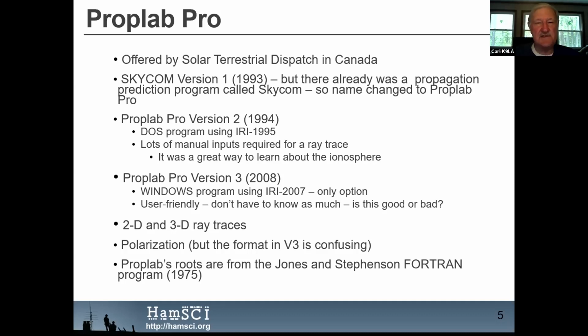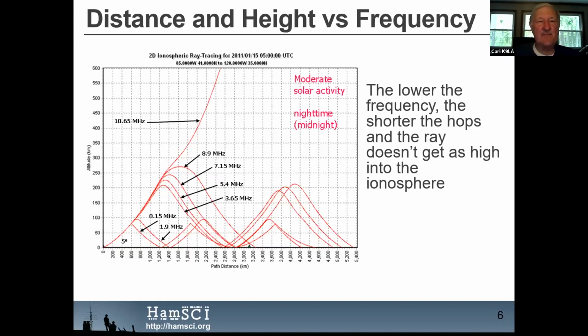So let's look at some examples. Here's a very simple one for moderate solar activity, nighttime, about midnight. And it's the distance and height versus frequency.